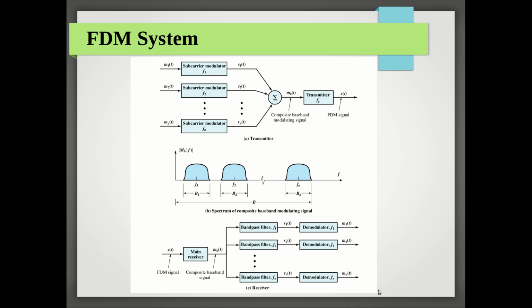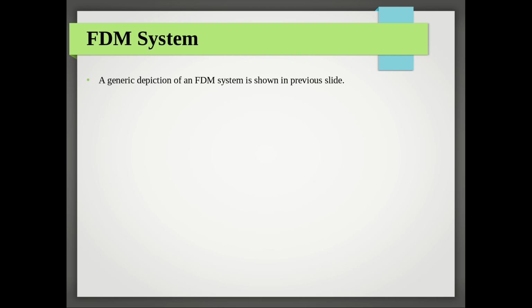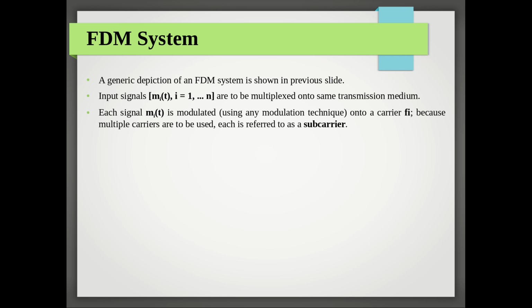So this is the overall diagram. Now what you see in the diagram, I just explained. A general depiction of an FDM system is shown in the previous slide. Here the input signals Mi of t, where we assumed there are n input lines, are to be multiplexed onto the same transmission medium, and each signal Mi of t is modulated using any modulation technique onto a particular carrier frequency, so that they can be summed up. Because multiple carriers are used, each is referred to as a subcarrier.